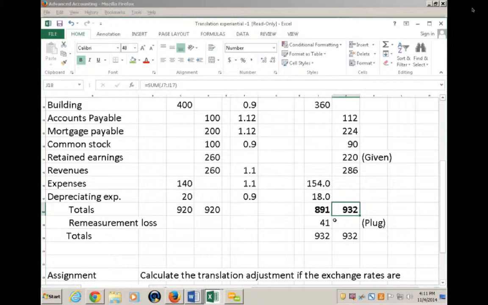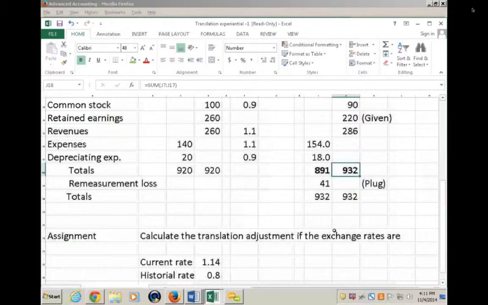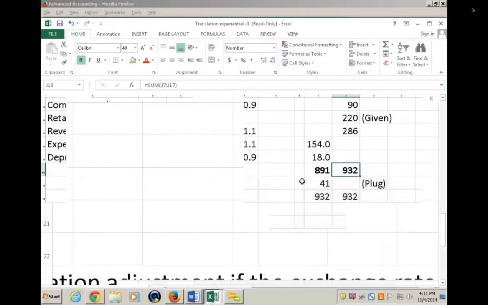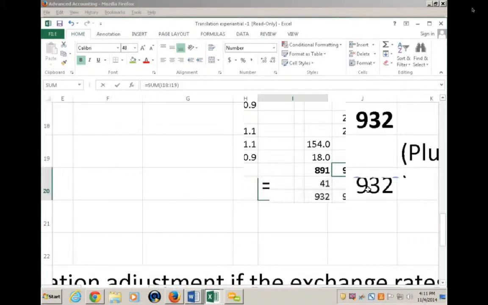And then the second thing is, if I put the 41 back in, my trial balance balances. Look, 932 less 891 is 41. 41 plus 891 is 932. And I have 932 versus 932, and I have a difference of 0 now. So my trial balance is back in balance.